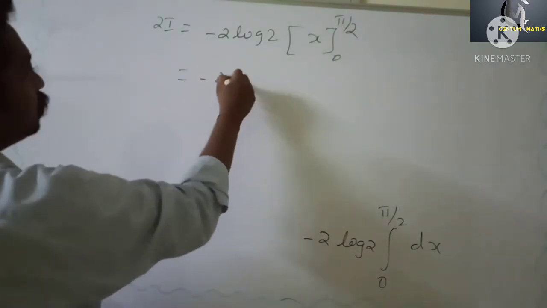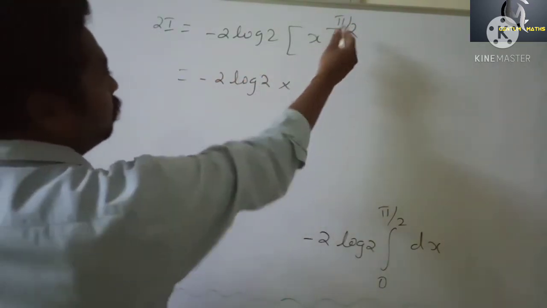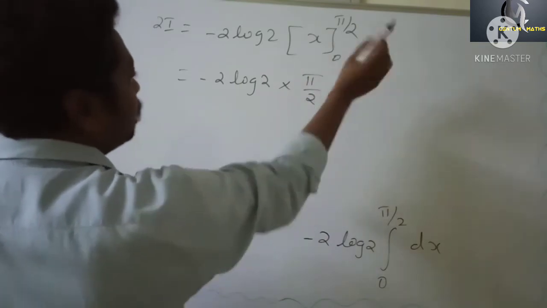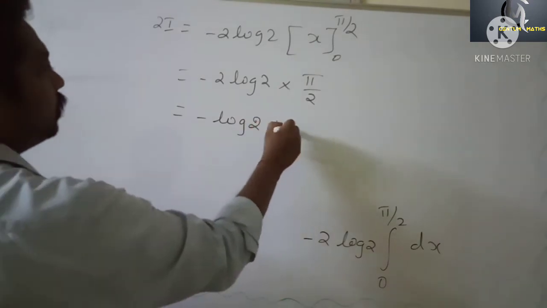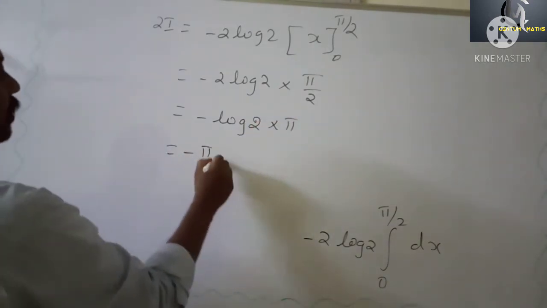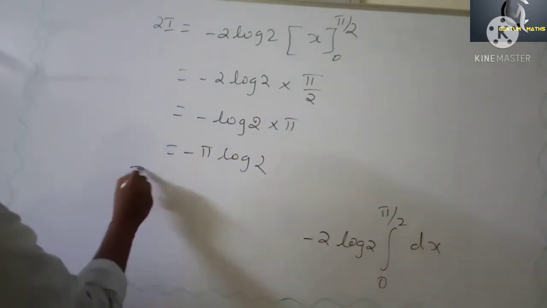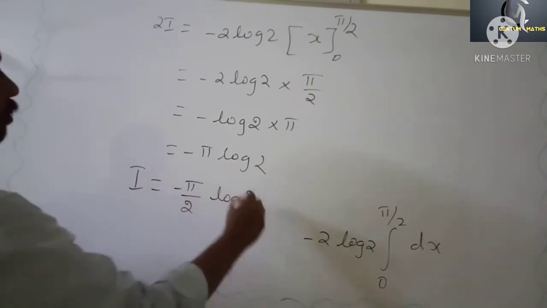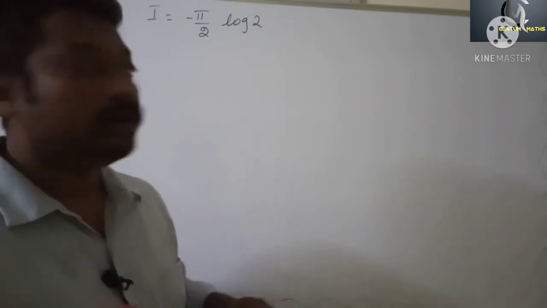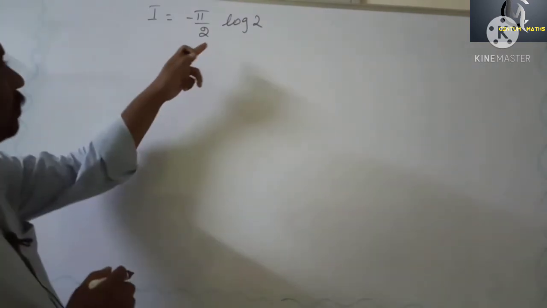So 2I equals minus 2 log 2 into x, the limit is 0 to pi by 2. So minus 2 log 2 into pi by 2. Lower limit is 0, so leave it. So 2 got cancelled, and 2 into pi by 2 is pi, that is minus pi log 2. So I equals minus pi by 2 log 2.